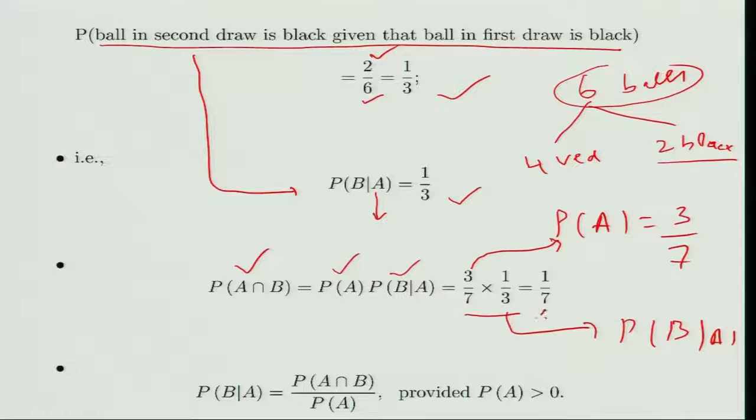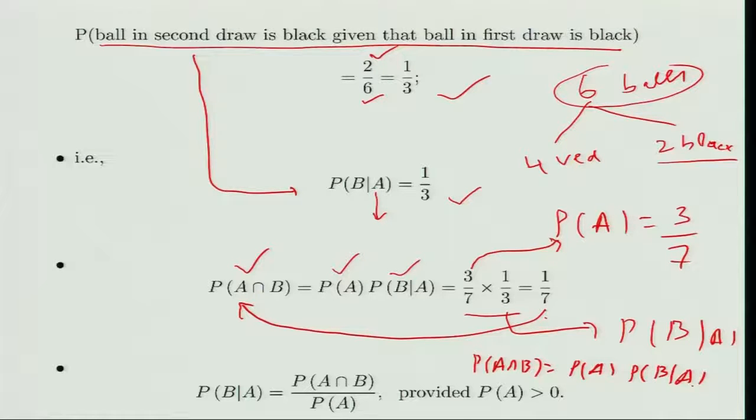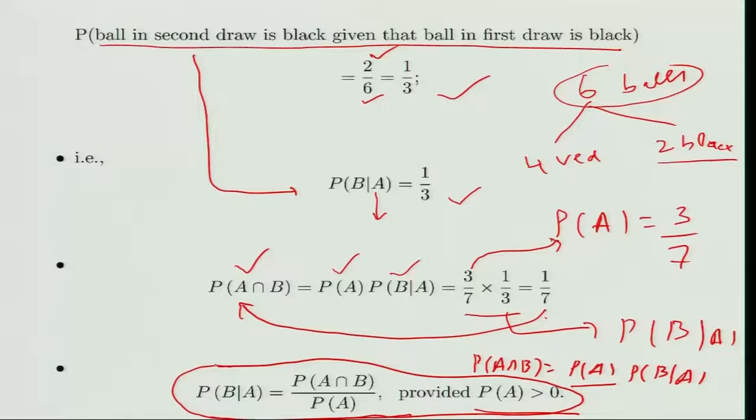And this we had already seen, probability of A intersection B is 1 by 7. So what we see is probability of A intersection B turns out to be probability of A times probability of B given A. So if this probability of A is positive, I can divide by it here. So I get probability of B given A as probability of A intersection B by probability of A. Of course, for this to be meaningful, probability of A has to be positive. So it looks like there are reasons to use this formula as a formula for conditional probability.